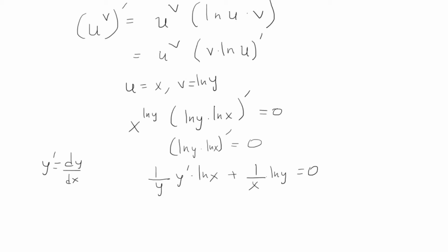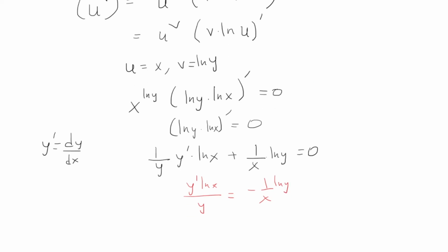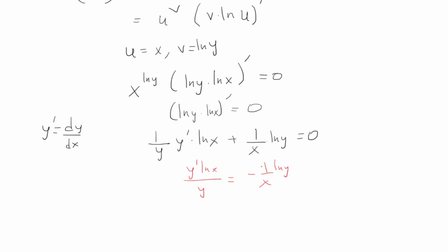The goal here is to solve for y prime. So first, let's subtract 1 over x times ln of y from both sides. And we want to isolate y prime, so that means we have to multiply both sides by y and then divide by ln of x. So we end up having negative y ln of y over x ln of x. So this was the derivative using this first method.